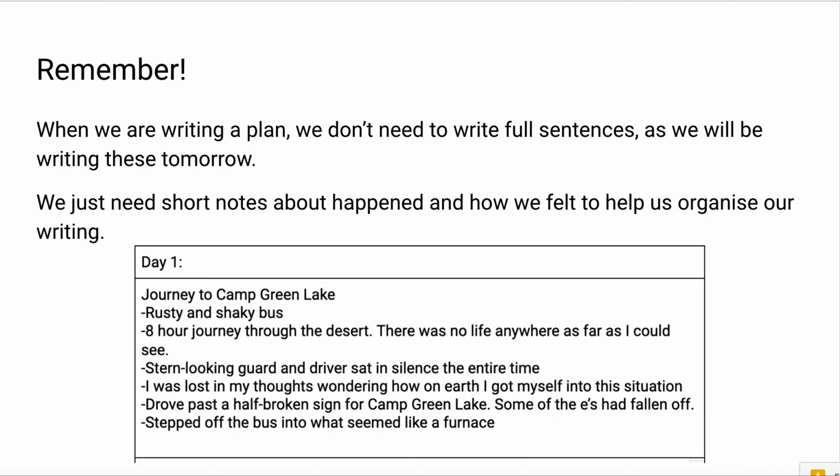So I've just got some rough ideas there. I've taken some content from the book, but I've also added some of my own details that weren't in the book, but they still fit with the general structure of what we're writing.